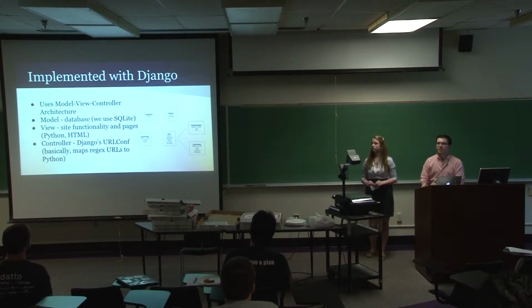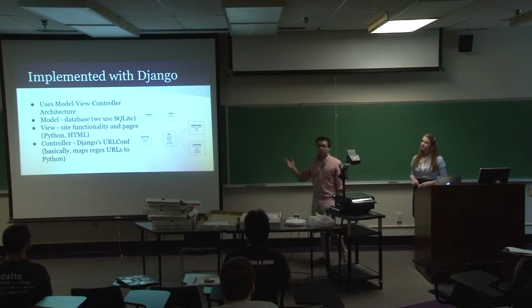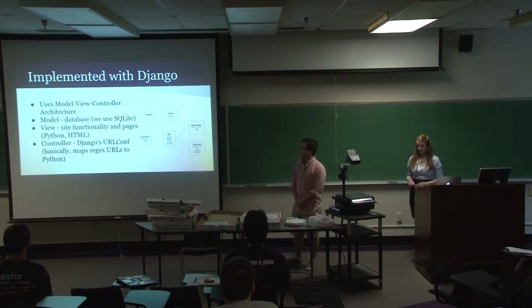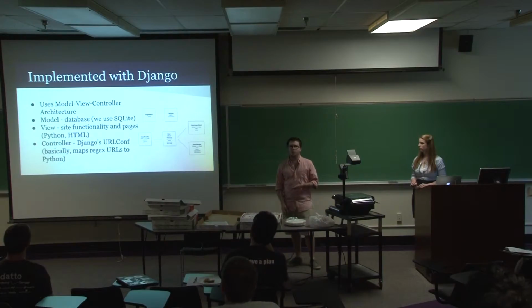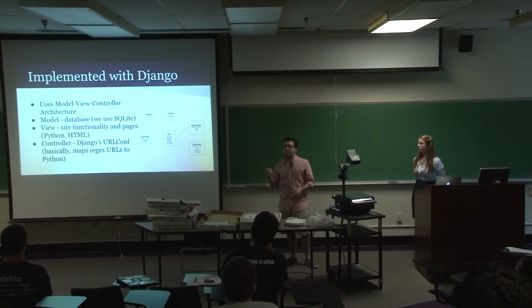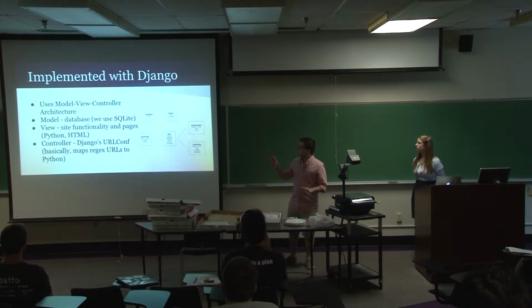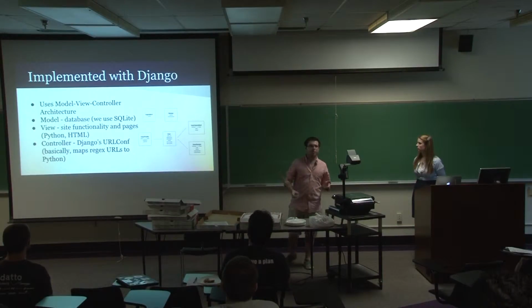Right. So this is the part that Kirk knows really well. I'll try to explain what I understand. We're using Django for our website. Django has a model view controller architecture. The models are really what's in the database. The default database language is SQLite. We're sticking with that. Then views are the site functionality and our web pages. Our pages are written in HTML and CSS. And then the controller is how Django turns our Python functions into our URLs.